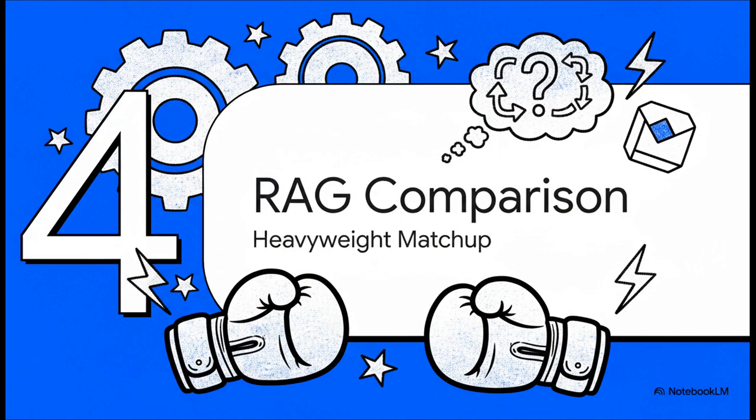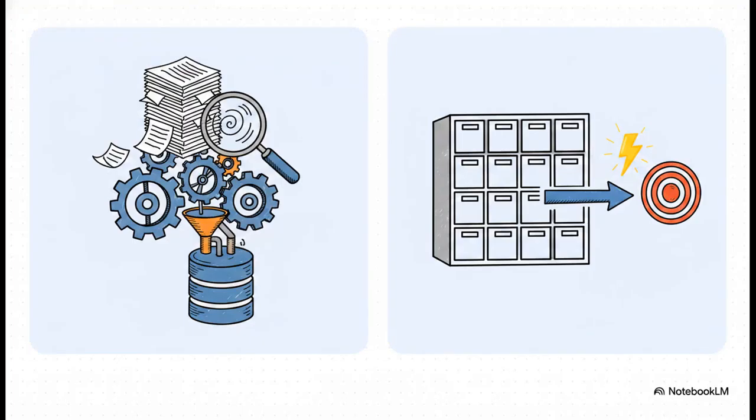All right, Section 4. RAG comparison, the heavyweight matchup. When you put these two approaches side by side, the trade-offs become super clear. The traditional RAG approach is essentially reading between the lines. It's fantastic for massive piles of unstructured data. Think thousands of messy PDF reports, where you really need the AI to understand the underlying concepts, not just hunt for exact words. But, think about the cost. You've got to maintain a separate vector database, pay for the embedding models, and manage this whole chunking pipeline. It is a heavy lift.